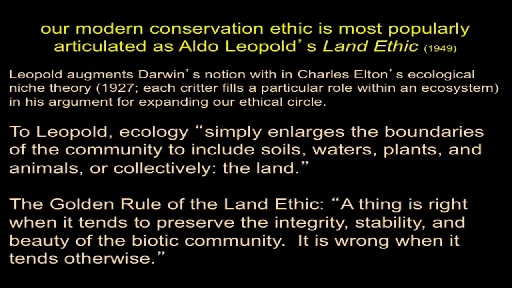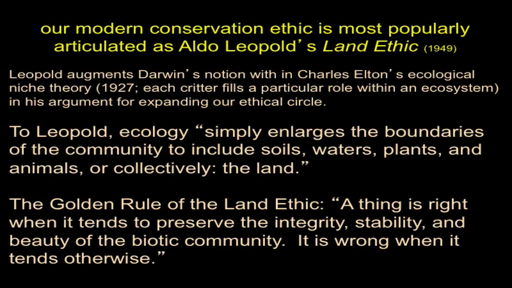And so he says that ecology, quote, simply enlarges the boundaries of the community, meaning the community we would consider in our ethical sphere, to include soils, waters, plants, and animals, or collectively what he calls the land. From this is derived the so-called golden rule of the land ethic: a thing is right when it tends to preserve the integrity, stability, and beauty of the biotic community. It's wrong when it tends to do otherwise.